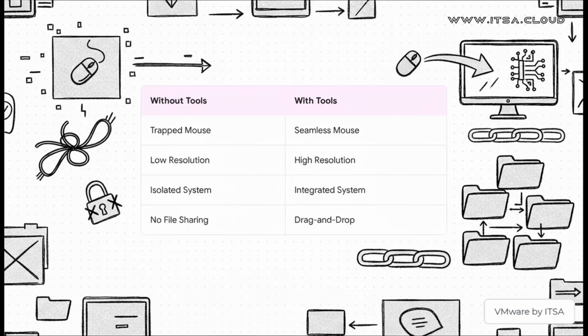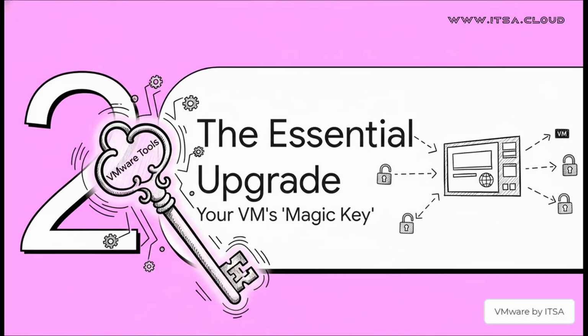And this slide just lays it all out perfectly, doesn't it? On one side, you have the before picture. The trapped mouse, the terrible resolution, the isolated system. It's a real pain. And on the other side, the after. Everything is seamless, integrated, and just works. So what's the bridge that gets us from one side to the other? Well, that brings us to the essential upgrade. You can think of it as the magic key that finally unlocks what your virtual machine was always supposed to be able to do. And that key, of course, is VMware Tools.